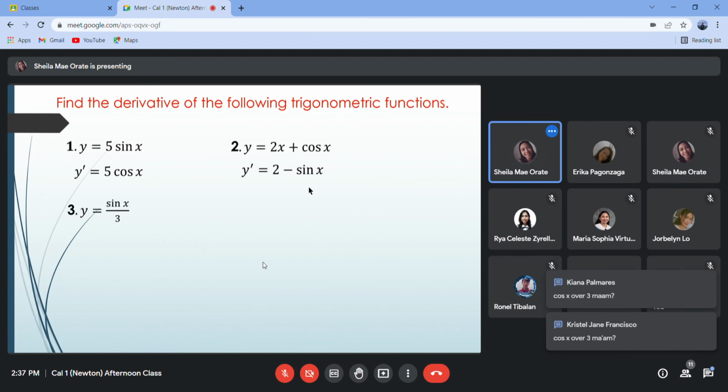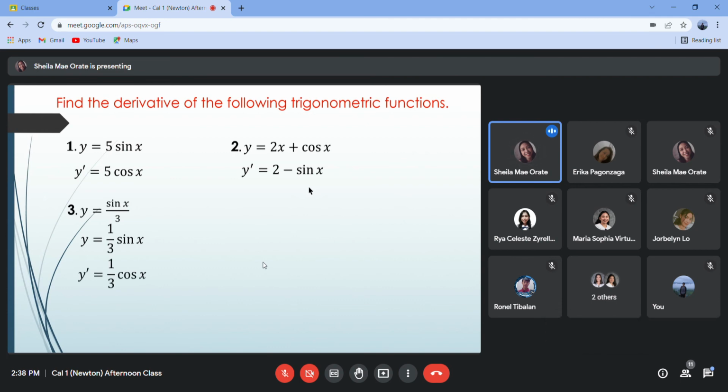Cosine x over 3, ma'am. Okay, same silang mga answer from Raya. Same gihapon si Raya. So we have here 1/3 sine x or 1/3 cosine x. 1/3 cosine x, ma'am. So, check gihapon ang answer ni Raya and check po ang answers ninyo, okay? We have 1/3 cosine x, or if i-multiply, simplify, so we have cosine x over 3. Okay?